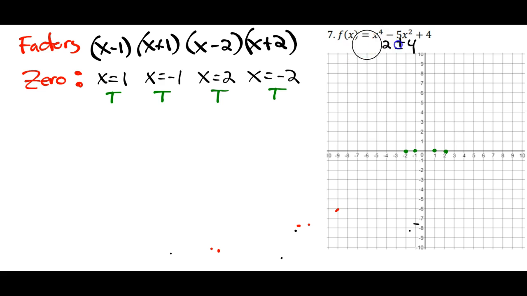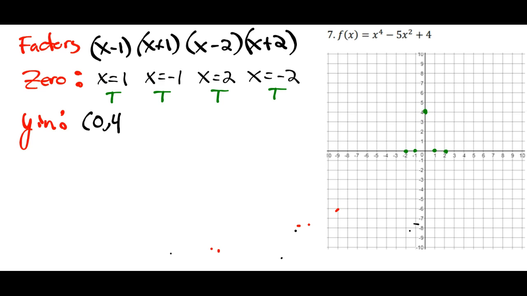What is the y-intercept? If you put 0 in right here at x to the 4th and negative 5x squared, it's going to knock those out and leave me with just 4 left over. So I know that my y-intercept is going to be at 0, 4, which when I graph it is right here.